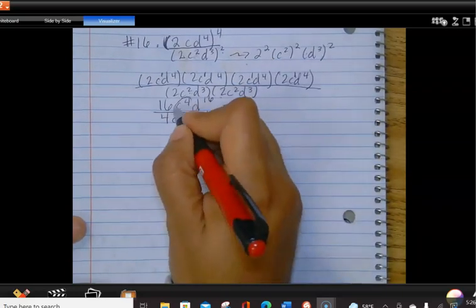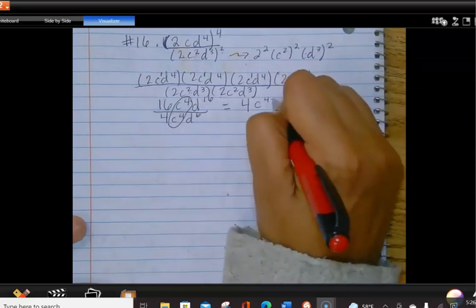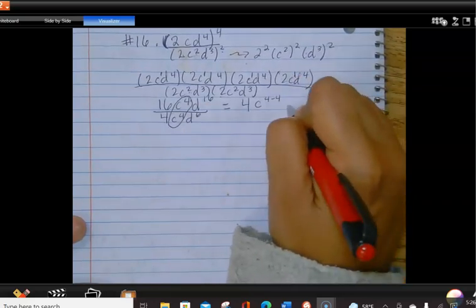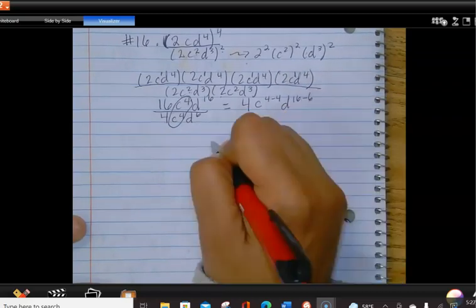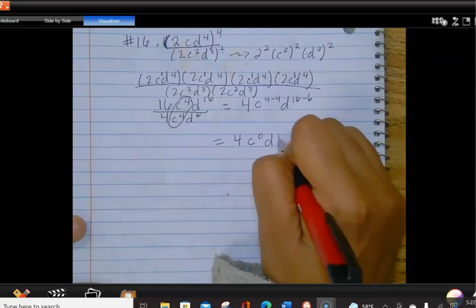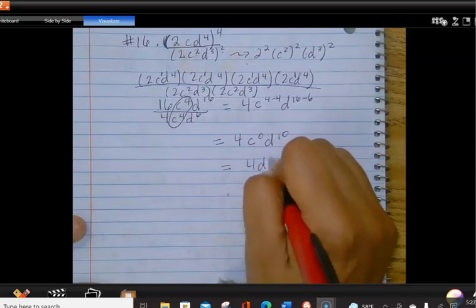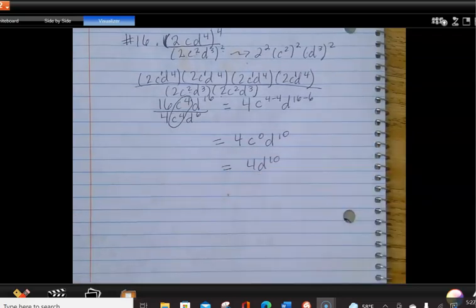Here, I'm applying the quotient rule, which means I have to do subtraction. So this is c to the 4 minus 4, which will be 0. And then I have d to the 16 minus 6, final answer. C to the 0, d to the 10th. That c to the 0 becomes a 1. And that's it. This, again, was number 16.